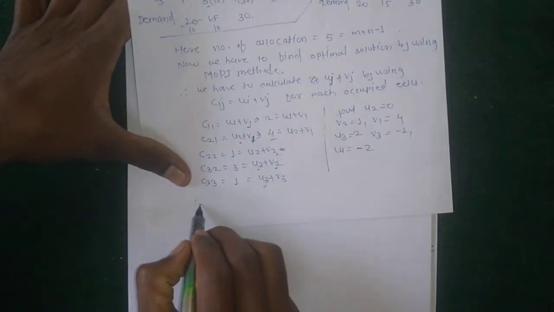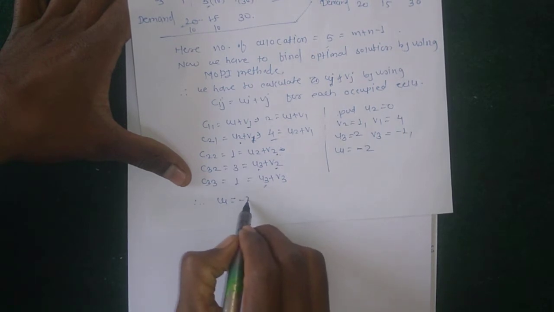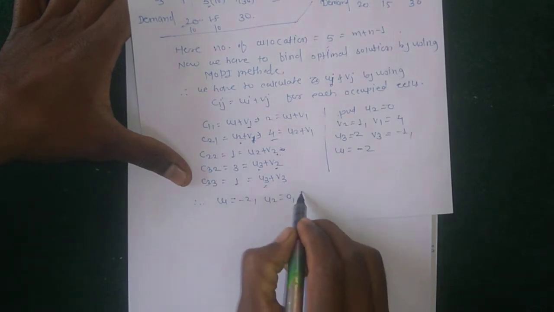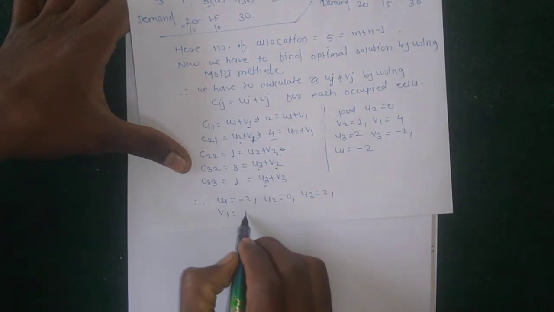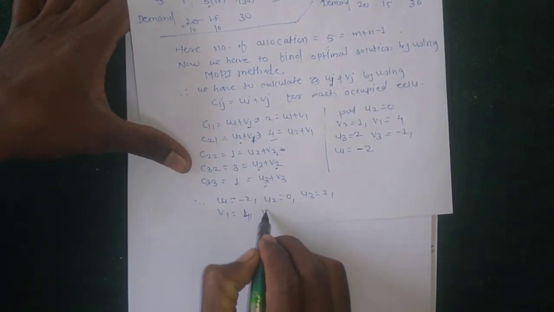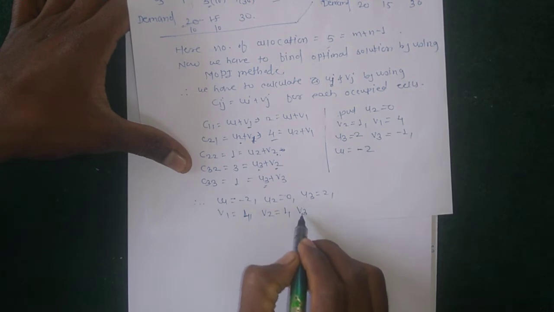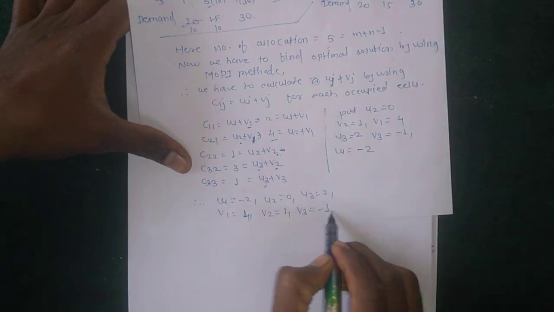Therefore U1 is equal to minus 2, U2 is equal to 0, U3 is equal to 2, and V1 is equal to 4, V2 is equal to 1, and V3 is equal to minus 1.